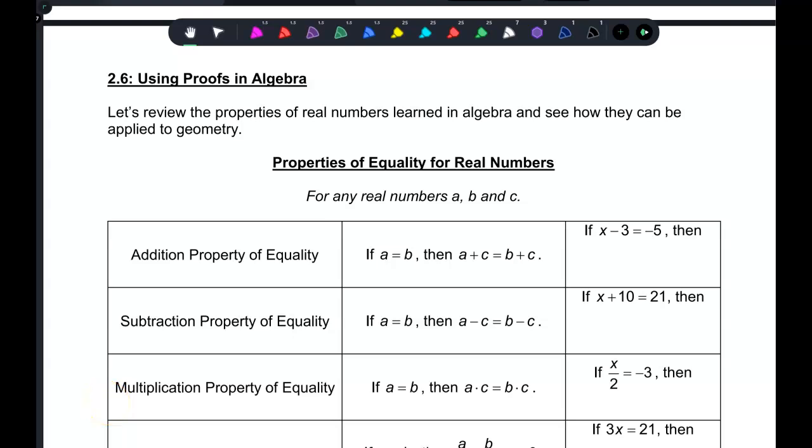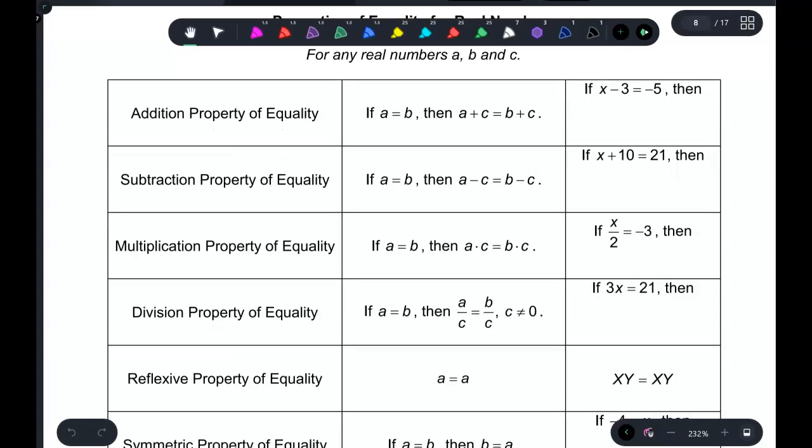I mentioned this is so much easier than doing a geometry proof. So we're going to go through the properties of equality first. These are not all listed on that sheet of paper I gave you the other day, the ones with all the proof reasons, because I expect that you know most of these from Algebra 1.